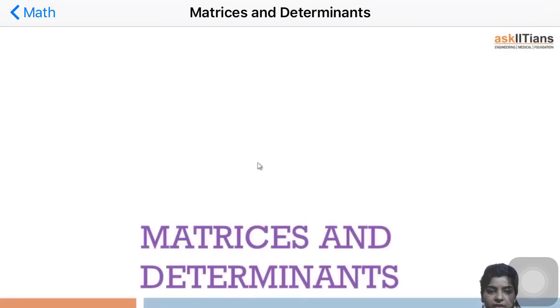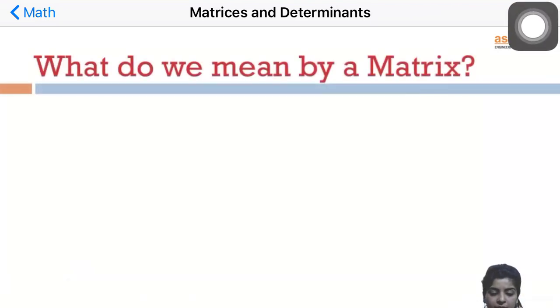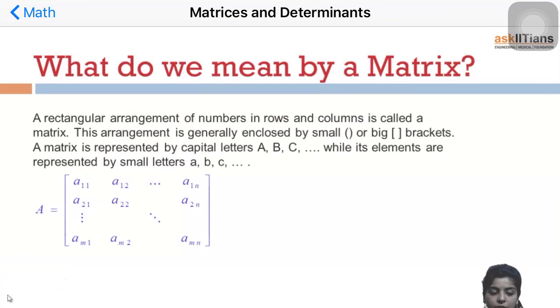So under matrices and determinants, first of all we'll be beginning with the topic of matrices. When we talk of matrices, what do we generally mean by a matrix? First of all, we'll be discussing the formal definition. The formal, or mathematical, definition says a rectangular arrangement, or you can say an array, of numbers in rows and columns is called a matrix.